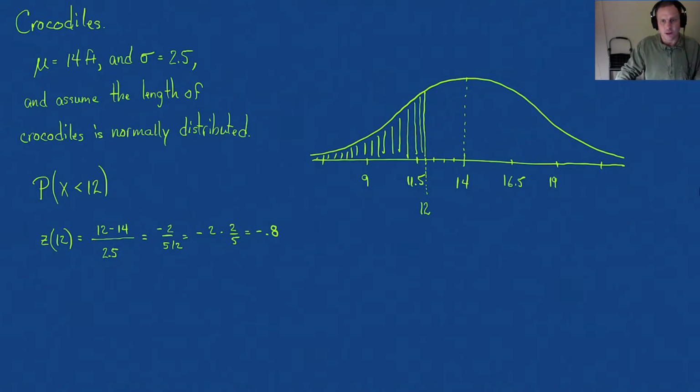let's see what we're going to find. So if I look up negative 0.8 on my table, what I find is the probability of finding that yellow region is 0.2118.